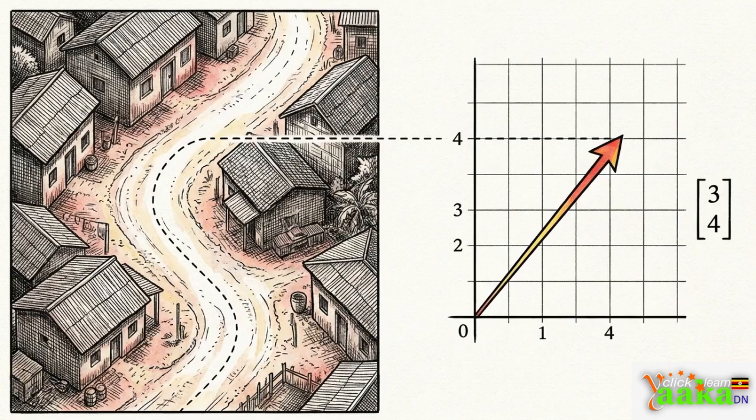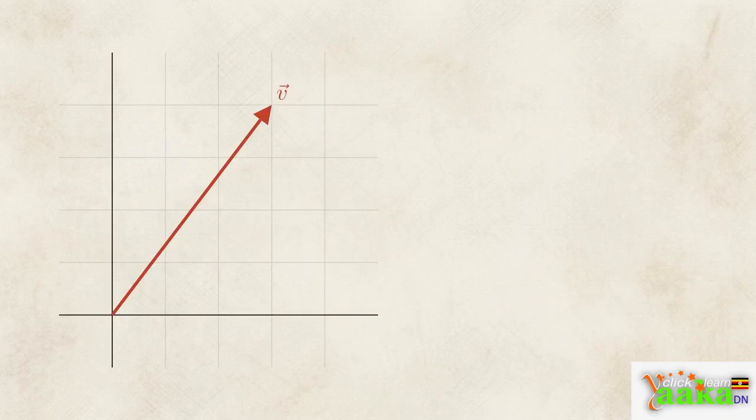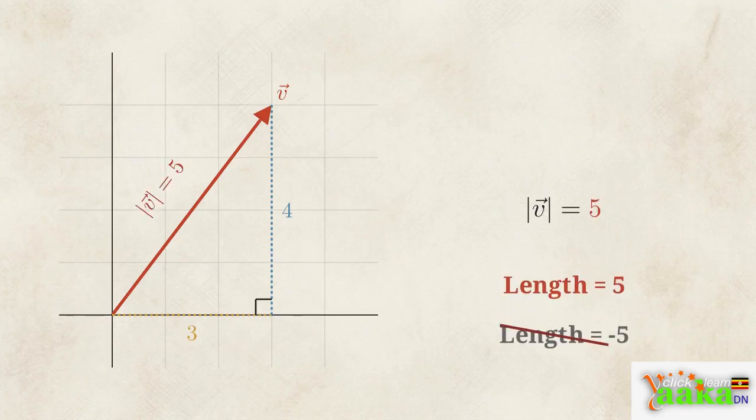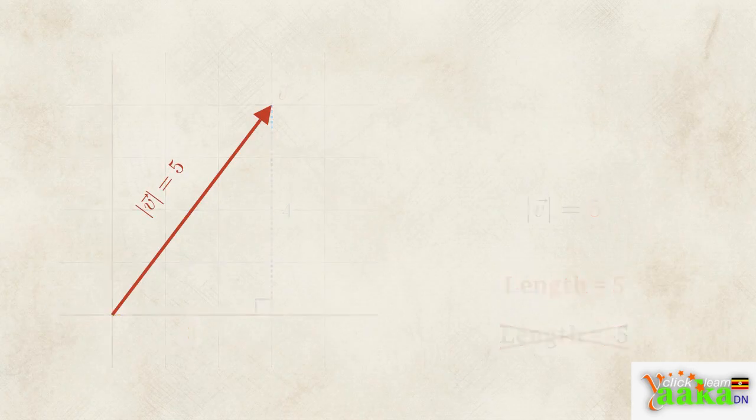Looking at our vector on the grid, how do we find its exact physical length or magnitude? Since our horizontal and vertical movements create a right-angled triangle, we use Pythagoras' theorem. We take our x component, 3, and square it. We take our y component, 4, and square it, add them together to get 25, and take the square root. The length of this vector is exactly 5 units. Because magnitude measures a physical distance in the real world, the result of this calculation is strictly positive. A length can never be negative. Calculating magnitude distills complex, two-dimensional movement back into a single, understandable number.